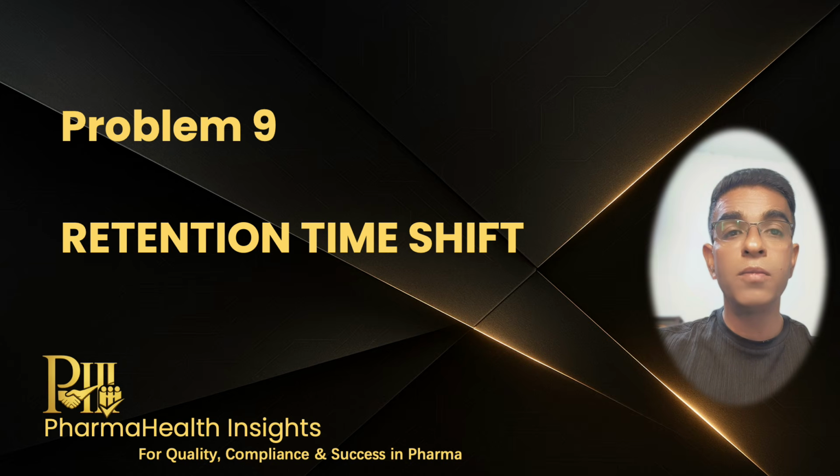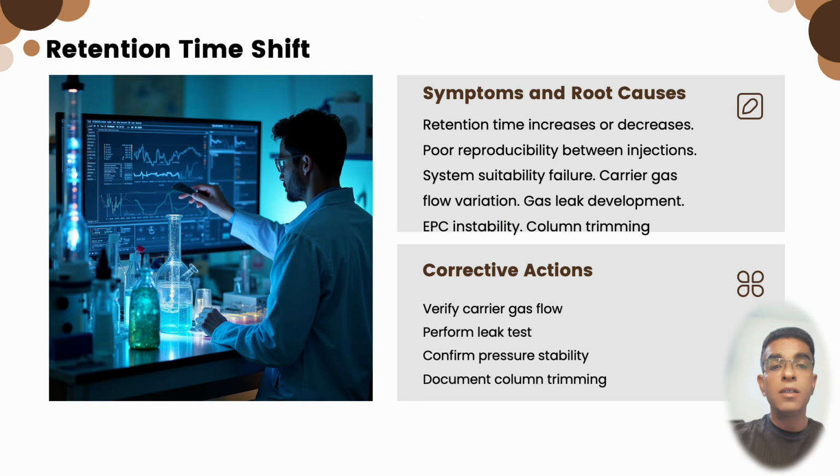Now let's move to a problem that directly affects method reproducibility, retention time variation. Retention time shift is one of the most frequent observations during audits. Retention time in GC is directly controlled by carrier gas velocity and the oven temperature. Any change in carrier gas flow due to leaks, regulator fluctuation, or EPC instability leads to RT variation. Column trimming also shortens retention time and must always be documented. Flow verification using an external flow meter and proper leak testing are essential steps to control this problem.